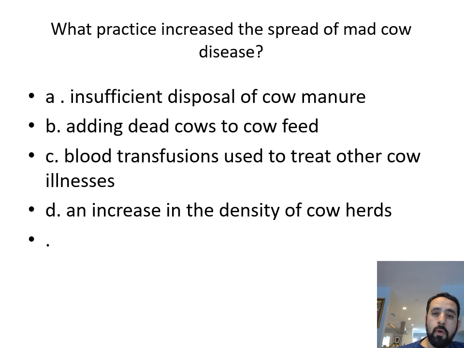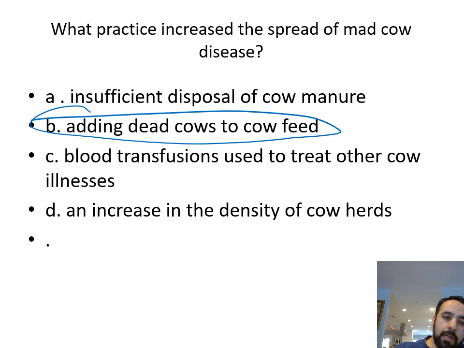And finally, what practice increased the spread of mad cow disease? This is an easy answer here. Adding dead cows to cow feed, right? So what actually happened is that we fed the cows with the bones that had prions on them, and those bones actually caused other cows to die of mad cow disease. So that's it for this lecture today.